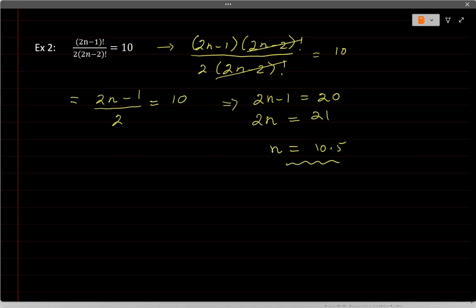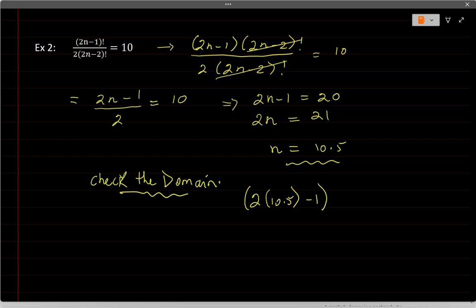Now, once you get this, you need to check the domain. What I mean by domain is the values where the factorial makes sense. We cannot have fractions, we cannot have negative numbers, and we cannot have zeros. All right, so let's go back up and see what happens when we plug it in. So here you go, check. We have 2 times 10.5 minus 1 factorial, divided by 2 times (2 times 10.5 minus 2) factorial.